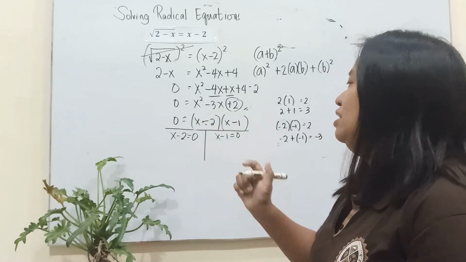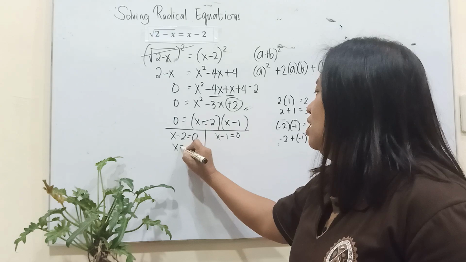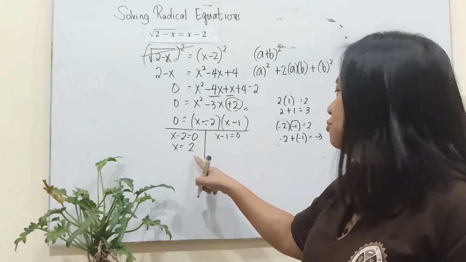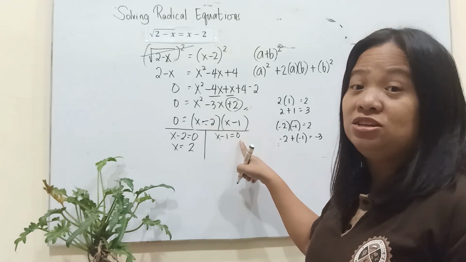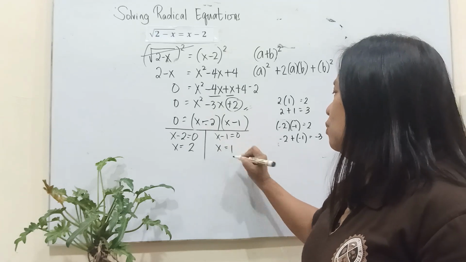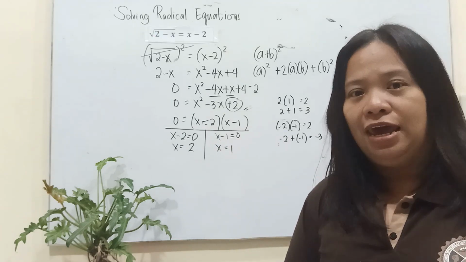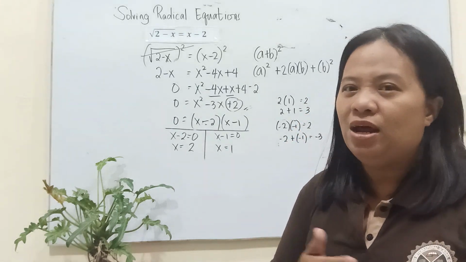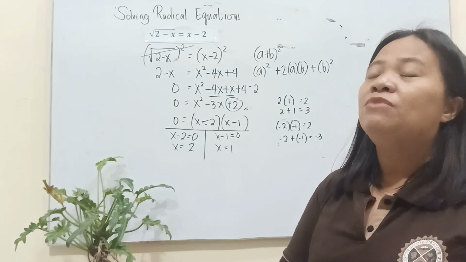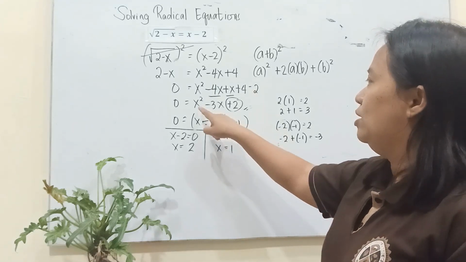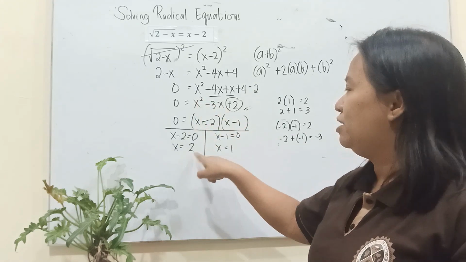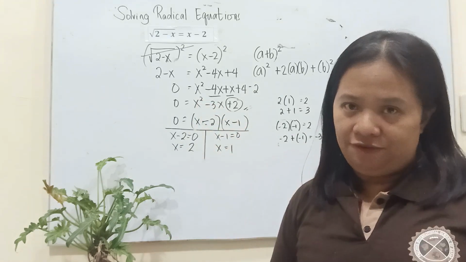So finding the values of x, we have x equals positive 2 because negative 2 transposed to the other side is positive 2. And x minus 1 equals 0, that would be x equals 1. Okay? So here, we now have the two values of x. Why is it 2? A while ago, we just had 1. It is because our equation is quadratic. The highest exponent is 2. So expect that you have two values of x.